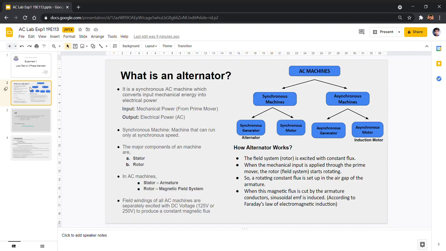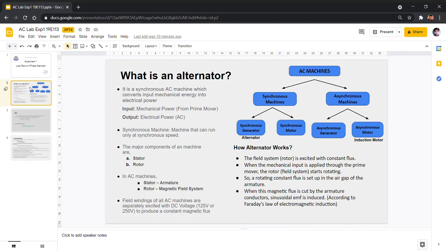Synchronous generator is also known as alternator. Asynchronous motor is also known as induction motor. Alternator and induction motor are the most widely used AC machines. The major components of AC machines are the stator, which is the stationary part, and the rotor, the rotating part. Unlike in DC machines, in AC machines, the armature forms the stator and the field system forms the rotor. Field windings of all such machines are separately excited with DC voltage to produce a constant magnetic flux.